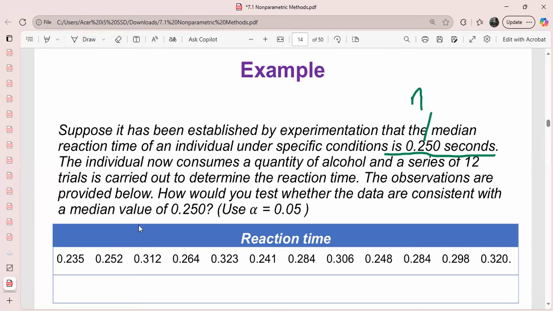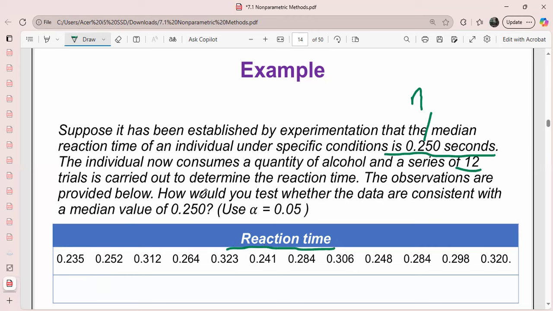So they say the individual now consumes a quantity of alcohol, and a series of 12 trials, 1, 2, 3, 4, 5, 6, 7, 8, 9, 10, 11, 12, is carried out to determine the reaction time. The observations are provided below. Here are the reaction times. How will you test whether the data are consistent with a median value of 0.250? You must use alpha as 5%, that is 0.05. Let's see how to tackle this whole thing.